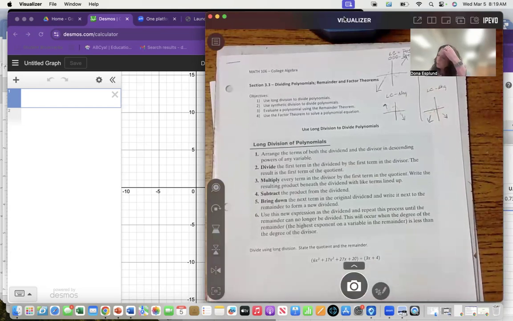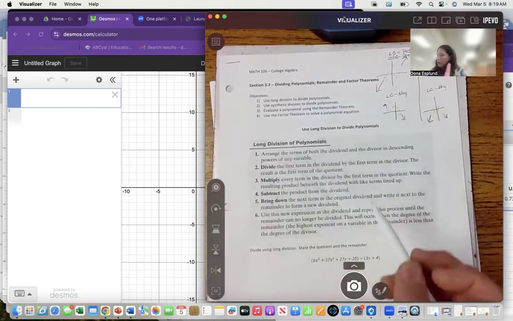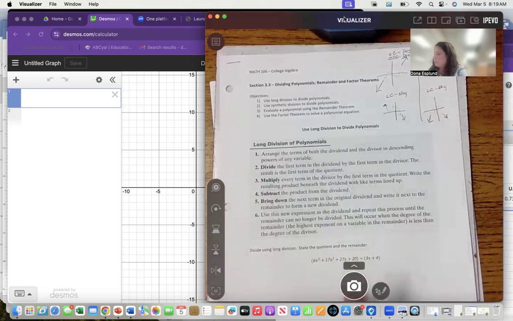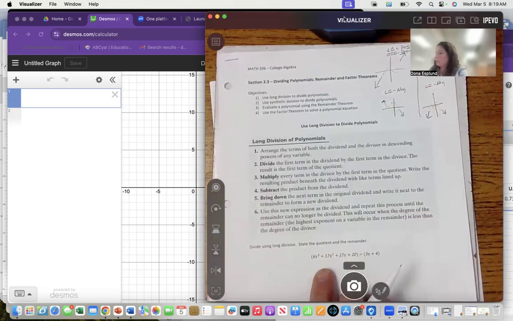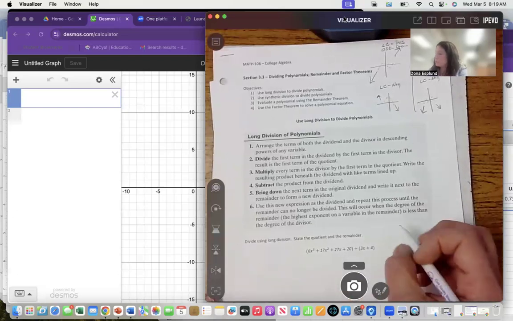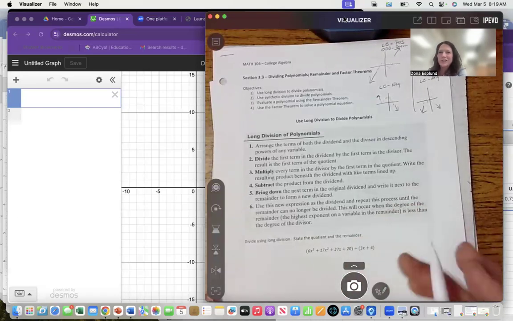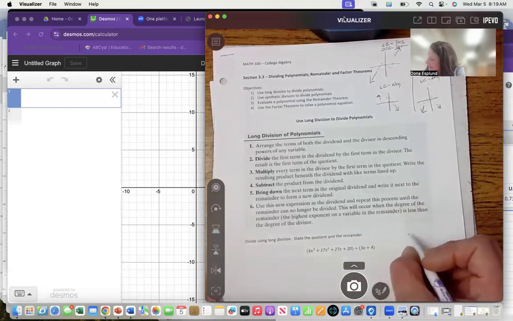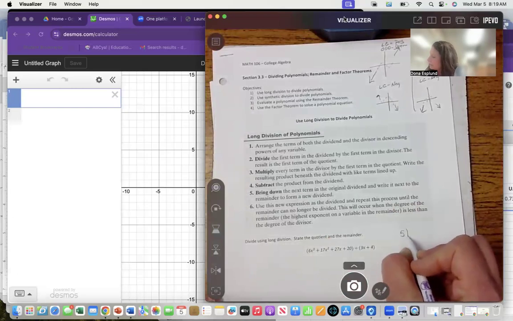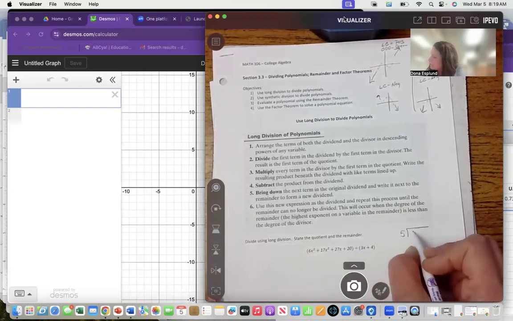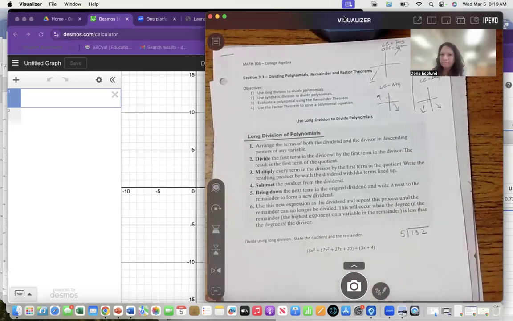So with that, long division for polynomials is similar to what we do when we divide other numbers. For instance, I always go back to sixth grade. You guys want to go back to sixth grade for a second? Let's say that I have 132 and I'm dividing it by 5.